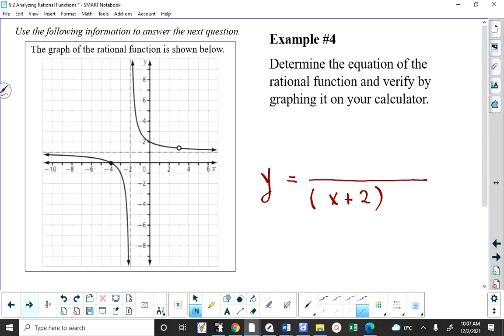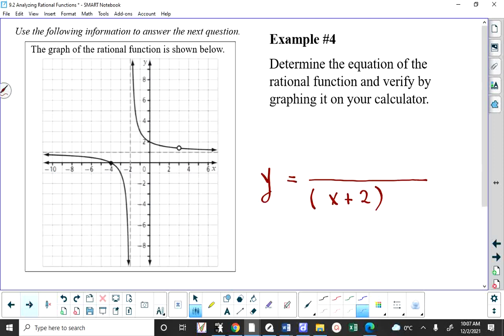Whatever that vertical asymptote location is, that's the zero of the factor that has to be in the denominator. So specifically in this case, if you have a vertical asymptote at -2, you must have a factor in the denominator of x plus 2 to produce that non-permissible value.